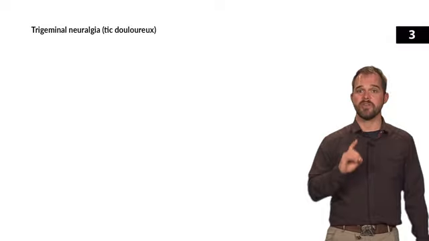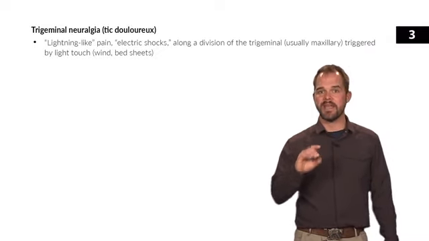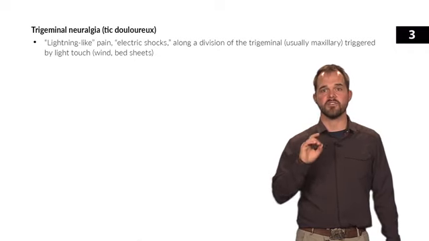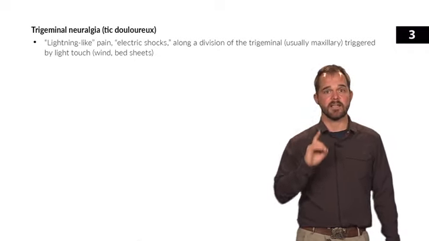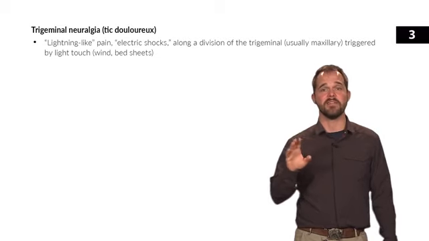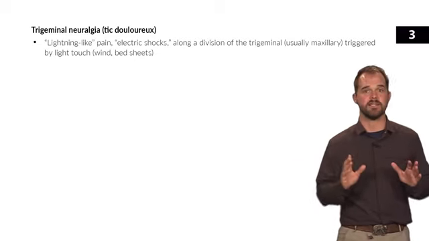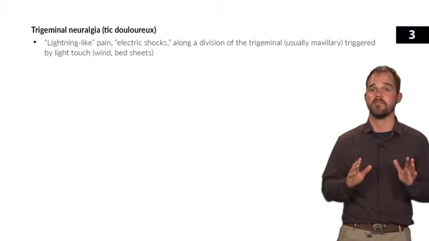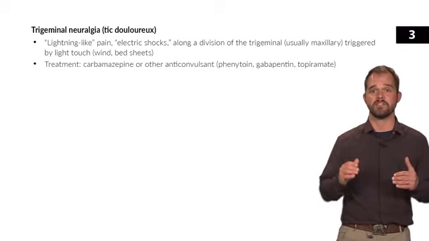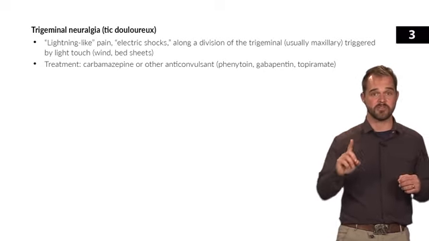Trigeminal neuralgia is known as tic douloureux, and with this one you're going to have a lightning, horrible pain along the division of the trigeminal nerve, usually at the maxillary, that's triggered by things like a light touch, wind, bed sheets. It's a very severe pain that's associated with a very light touch, and again we treat this with anticonvulsants like carbamazepine, phenytoin, gabapentin, and topiramate. Refractory cases, there might be a surgical option.